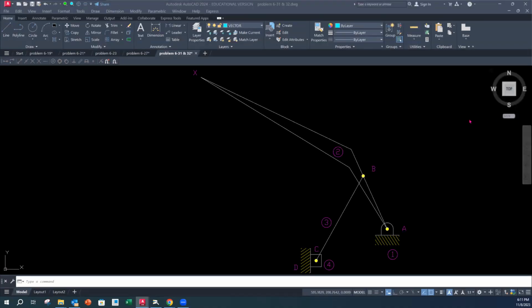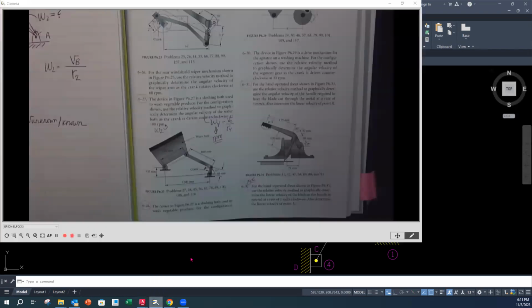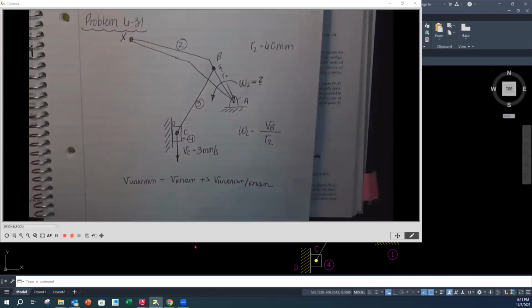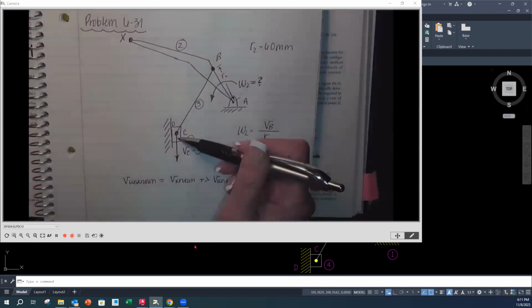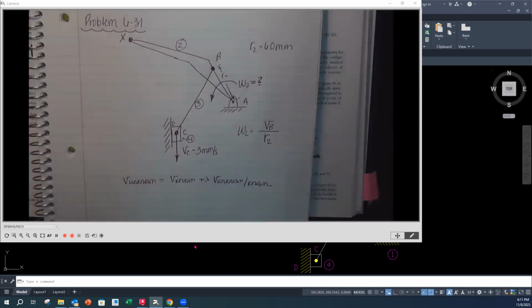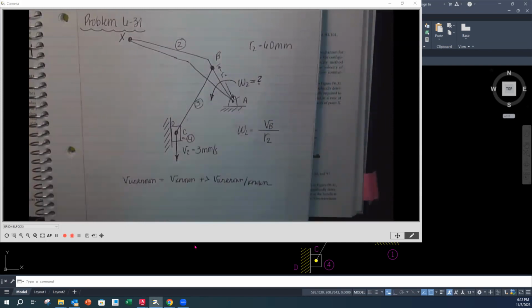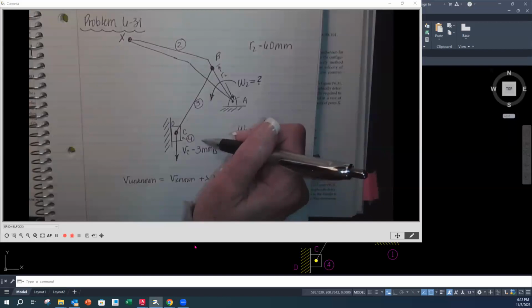All right, now that we have our kinematic diagram all set, we are now going to start getting prepared and looking at the process that we're going to go through. So we know that our slider, or our blade, needs to be going at 3 millimeters per second going down. And we're wondering, what is the W2? What is the angular velocity of link number 2 in order for that to be possible?